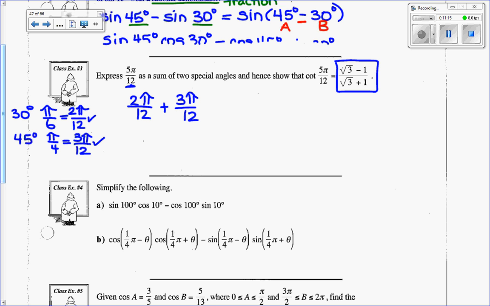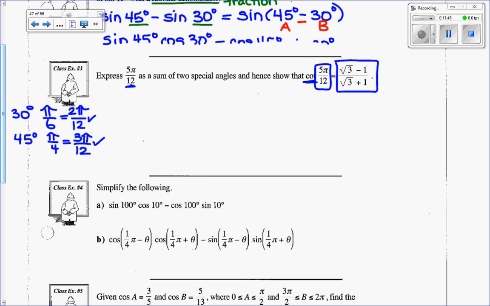And we're showing that a cotangent of this equals that. Okay? So if we know that these are the two angles we're going to use, 2 pi over 12 and 3 pi over 12, we need to do cotangent of 5 pi over 12. The problem is we want to do what we know. On our unit circle, we can't figure out what cotangent of 2 pi over 12 is, or cotangent of 3 pi over 12.